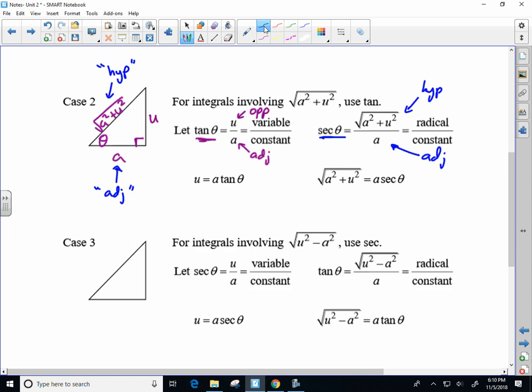The last possibility is if you have an integral involving u squared minus a squared. So, hypotenuse, adjacent. Hypotenuse is u. The adjacent is a. I have an angle theta. The missing side would be the square root of u squared minus a squared, just based on simple Pythagorean theorem.